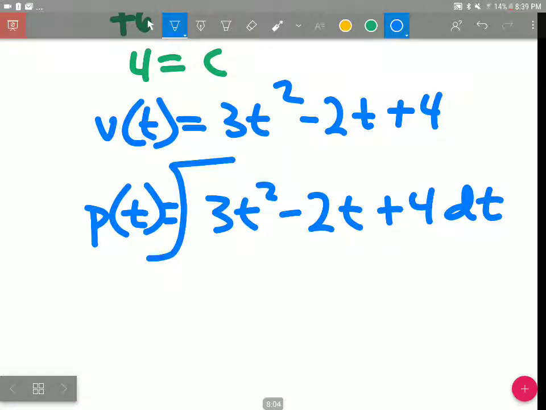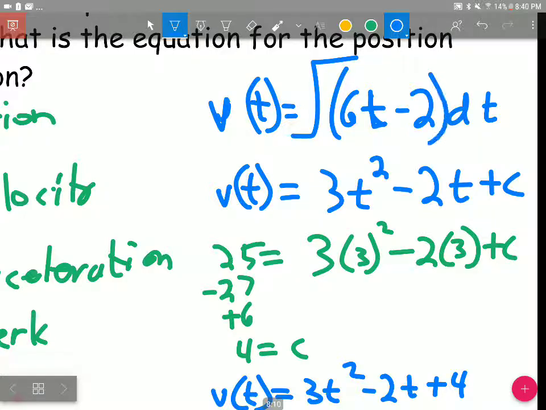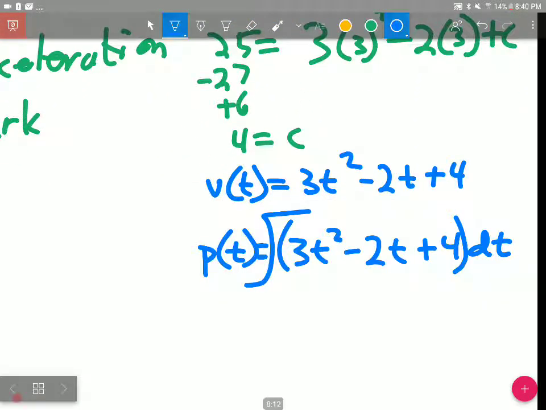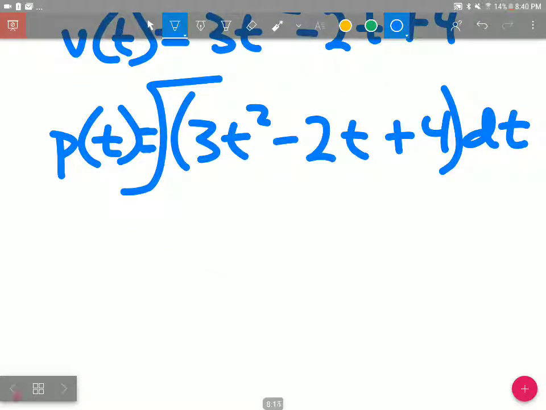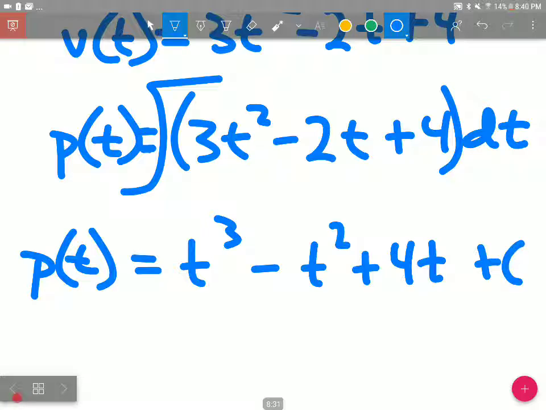And I'm being told that I'm supposed to put parentheses around all that, which probably means the same thing up here as well as other places. I apologize. So position at time t would equal t cubed minus t squared plus 4t plus c, my constant c.